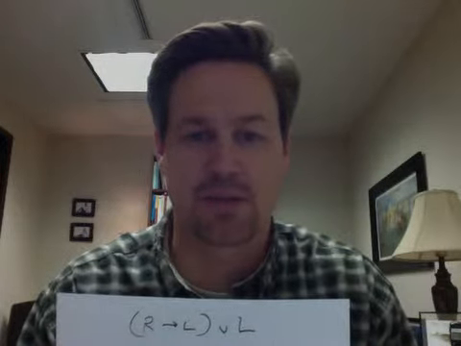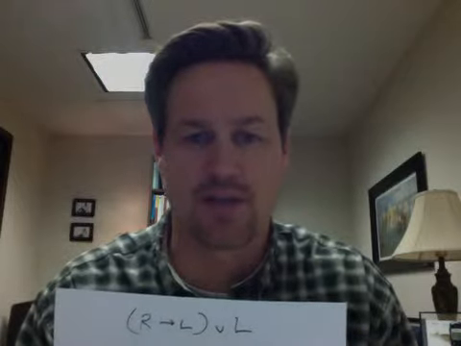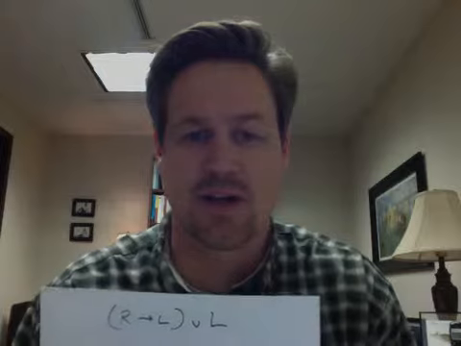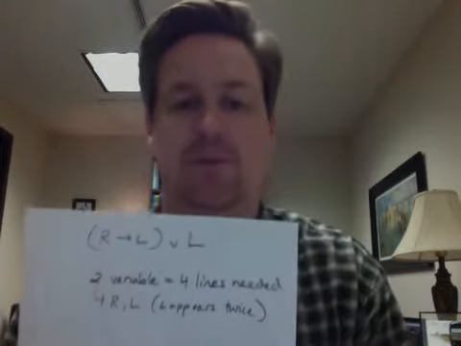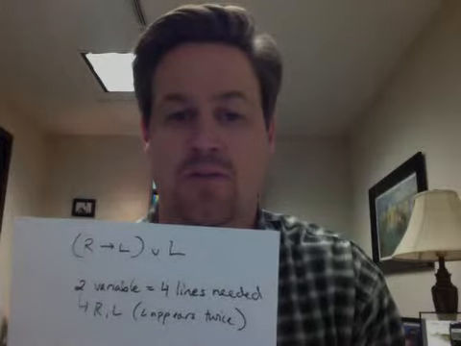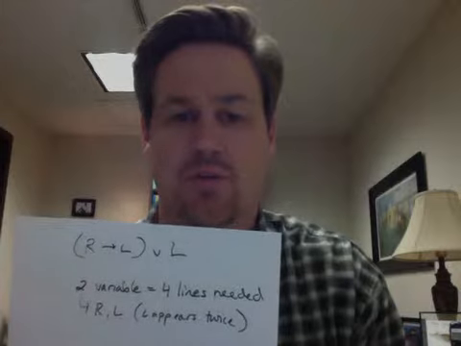Now this is a complex statement, but the first thing you need to know for truth tables is how many independent variables you have. If you have 2 independent variables, then you're going to need 4 lines. If you have 1 independent variable, you only need 2 lines. And if you have 3 independent variables, you'll need 8 lines. And if you have 4 independent variables, you'll need 16 lines in your truth table. So as you look at this, you can see that although it's complicated, we only have 2 variables, R and L. So you will need 4 lines in your truth table.